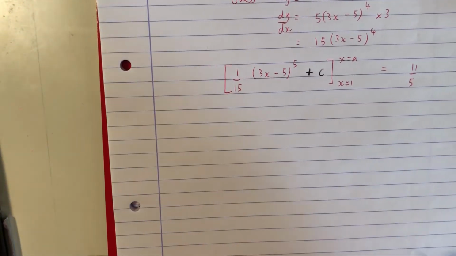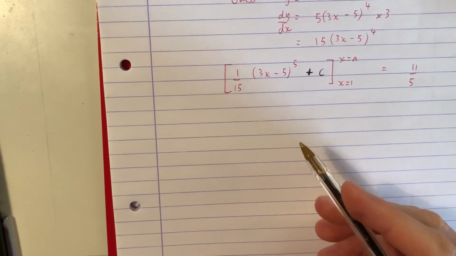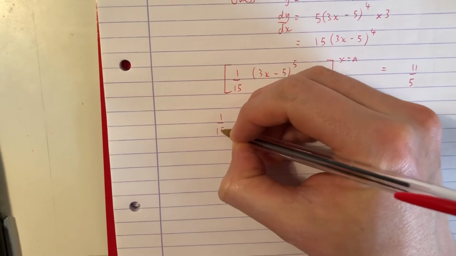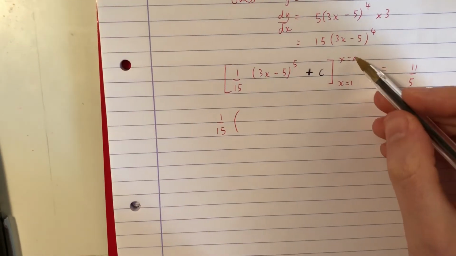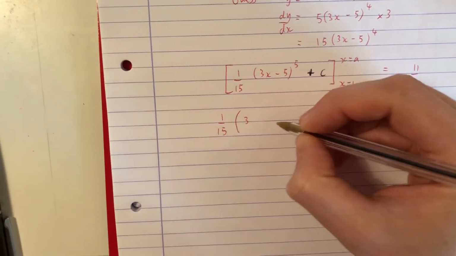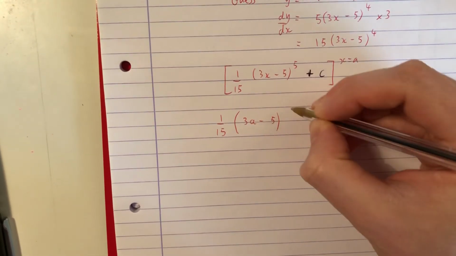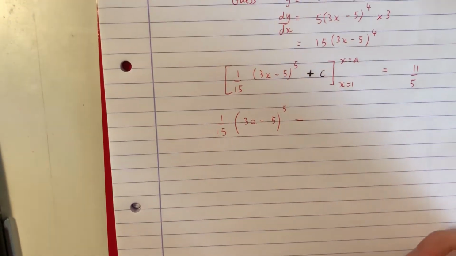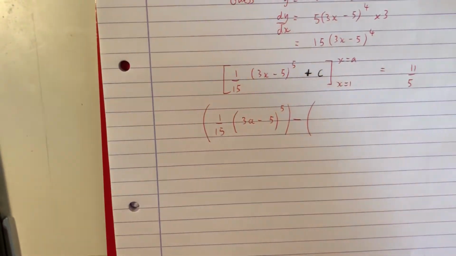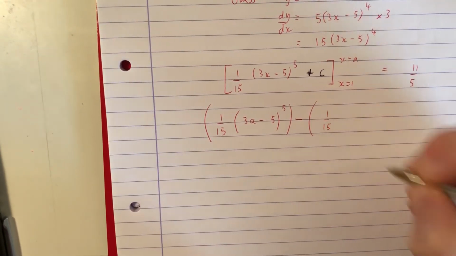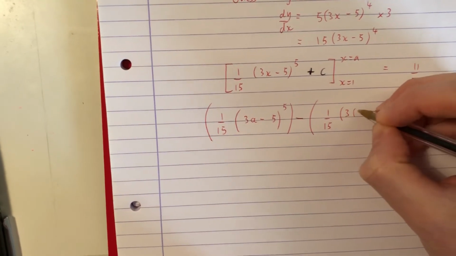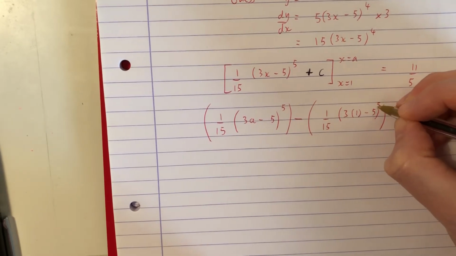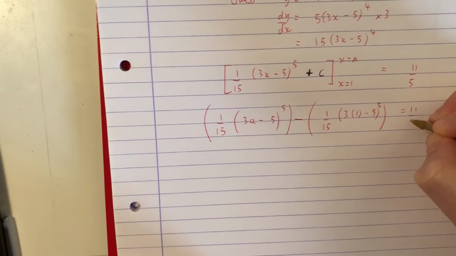Now, what do you do with the limits? You substitute them in. So you've got a 15th of, replace all of the x's with a, 3a subtract 5 to the power of 5. Subtract, might put these in big brackets as well, 1/15, 3 brackets 1 subtract 5 to the power of 5, there we go. That's equal to 11/5.